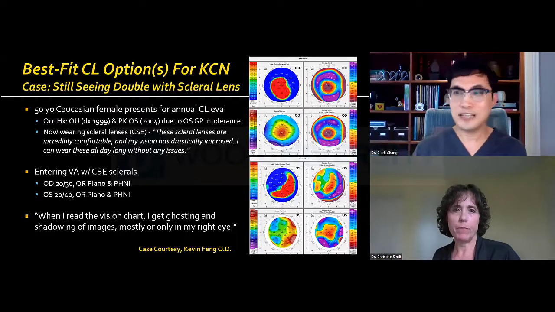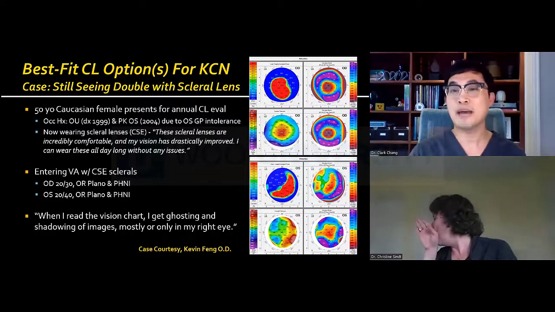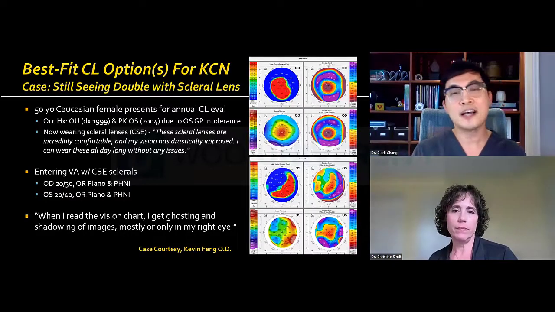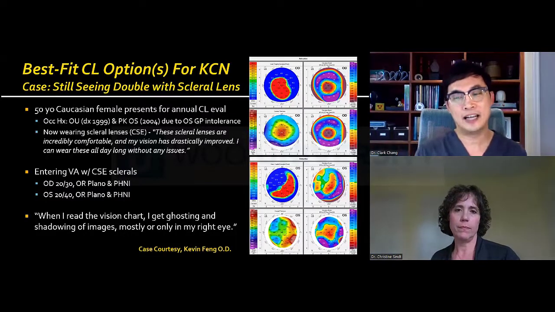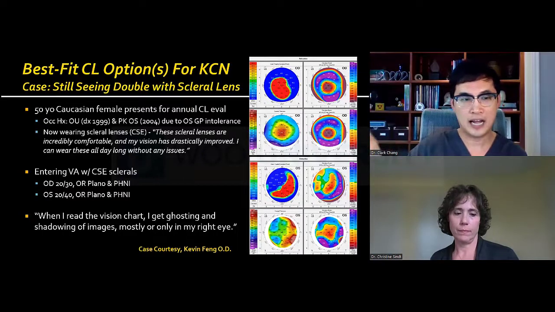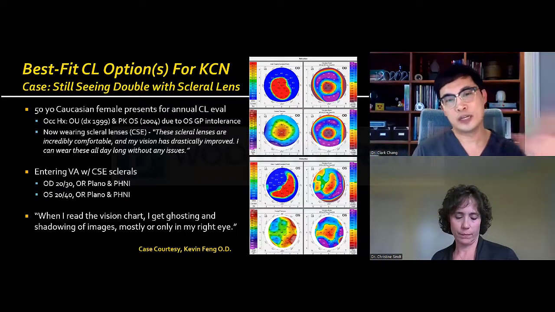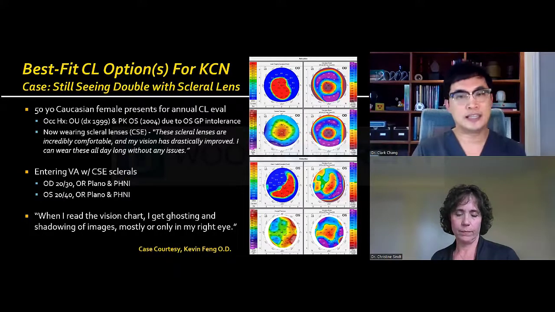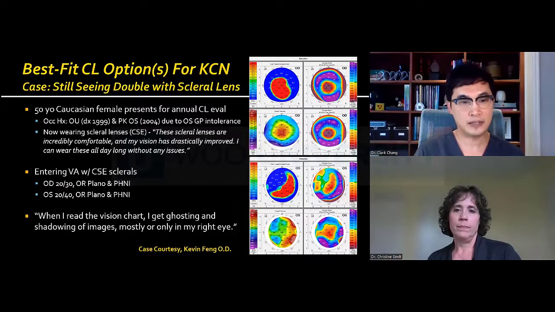Kevin Fan. So it's actually his patient. I want to give him a shout out. So a patient who in prior years was fit in a free-form lens in the left eye, as well as a scleral lens, but a standard bitoric scleral lens in the right eye.